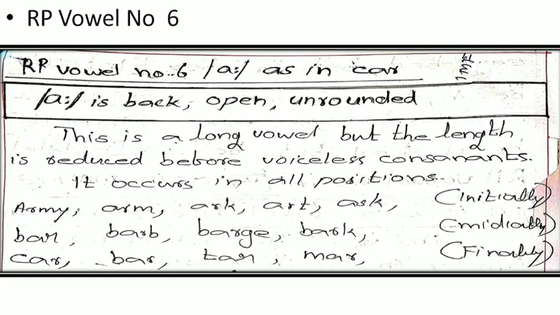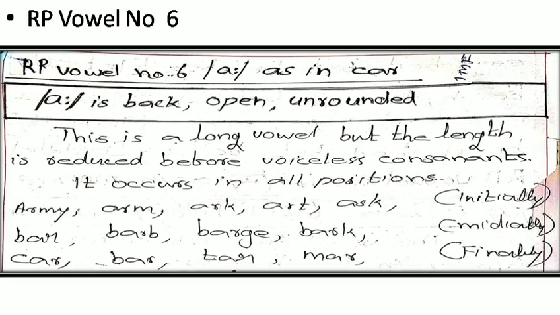Likewise, this is RP vowel number 6, that is A, as in car. A is a back open unrounded vowel. This is a long vowel, but the length is reduced before voiceless consonants. It occurs in all positions in English. The back of the tongue goes to the position of the hard palate, the tongue is open, and lips are unrounded. A comes in all positions in English.